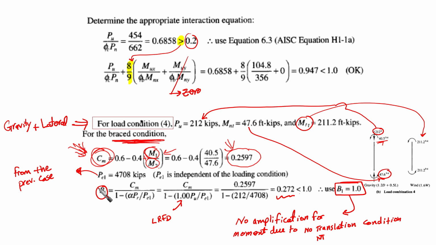Then we are going to calculate B1 now. If we want to calculate B1, we want to know Cm and we want to know PR, which is already given for us in our case, which is the P ultimate. Alpha is 1 for LRFD and 1.6 for ASD, and we want to calculate PE1, the Euler load, for this column.